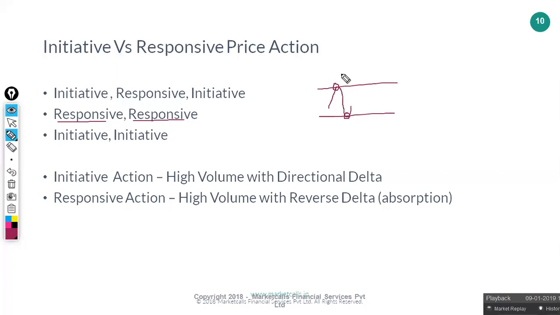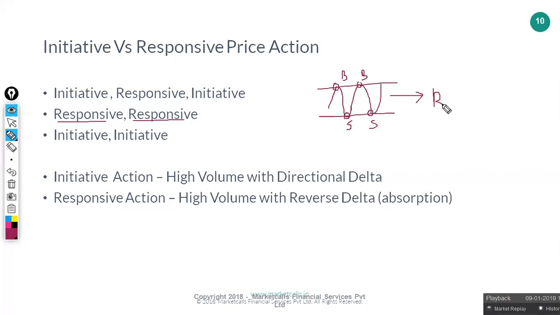And big sellers, and again big buyers at the range high. Again buyers show up, big buyers, and again the price goes down. You'll be seeing your big sellers. So this is how a responsive to responsive action will be there. The market will still be moving in a range bound mode, completely range bound. It is responsive to responsive.